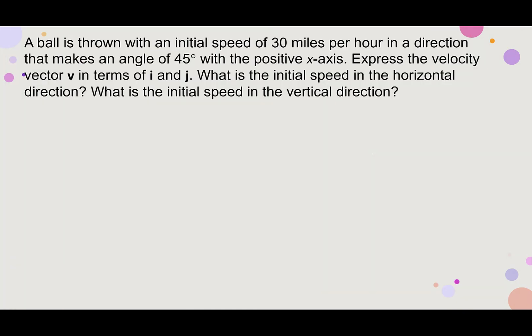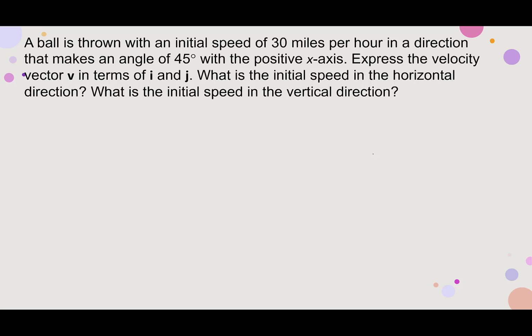Okay, so let's turn that into a word problem. Start looking at how we can apply all this stuff that we're learning. So I have a ball is thrown with an initial speed of 30 miles per hour in a direction that makes an angle of 45 degrees with the positive x-axis. We want to express the velocity vector v in terms of i and j, and then say what is the initial speed in the horizontal direction and what is the initial speed in the vertical direction.